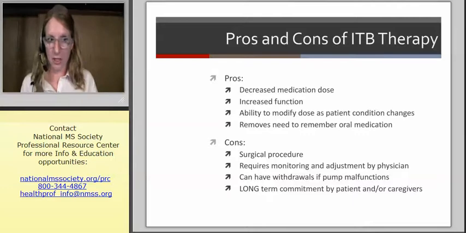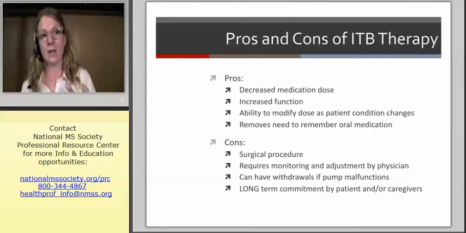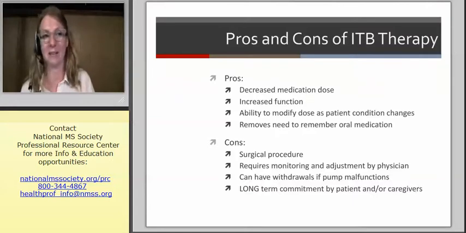If the pump malfunctions, which doesn't happen often, but it's always a risk, the patients can go into withdrawals. So they need to have a wallet card. They need to know what to do in case that happens. That's a big deal. Sudden withdrawal from baclofen is a big risk for seizures, so we don't want that to happen. And this is a long-term commitment for patients and caregivers. The pump lasts for 7 years, so it's a 7-year commitment.